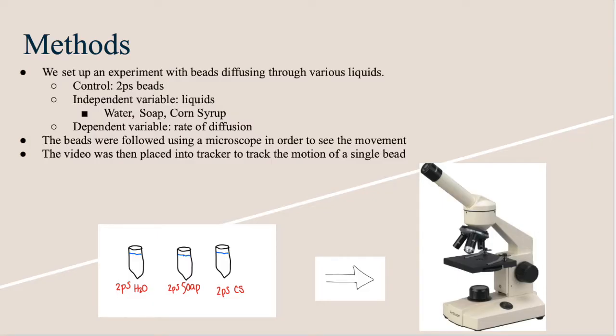For our methods, we set up an experiment with beads diffusing through various liquids. Our control was the same size of beads, which was the 2PS, and our independent variable was the liquids. We used water, soap, and corn syrup. The beads were followed using a microscope in order to determine the movement within the fluid, and the video was then placed into Tracker to track the motion of a single bead at any given time.